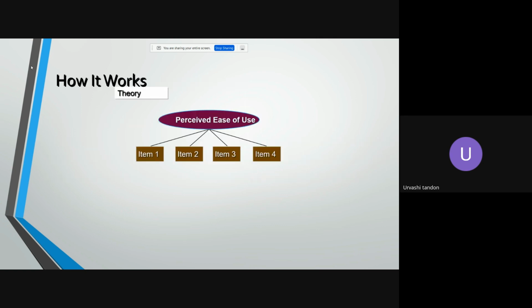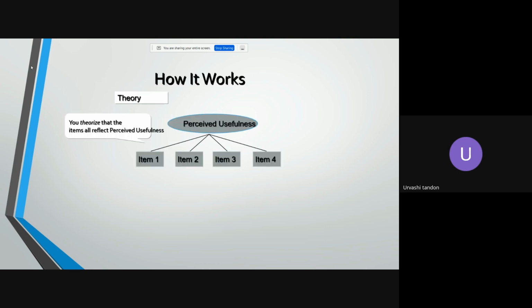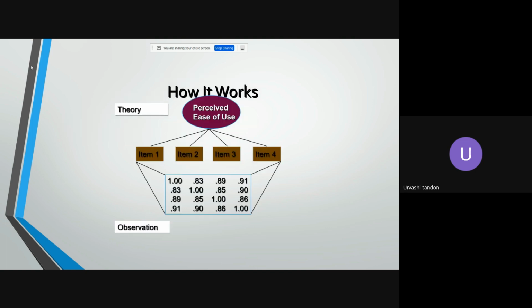Now, let's see how it works. Let's say perceived ease of use is one construct. Perceived ease of use says how easy a technology is to use, right? How easy is a particular technology to use? Let's say perceived ease of use has four items: item 1, 2, 3, and 4. Another related construct is perceived usefulness, because I'm taking the technology adoption model, TAM, here. So we theorize that perceived usefulness has another four items.